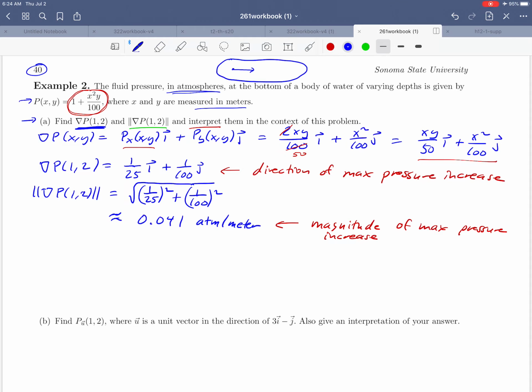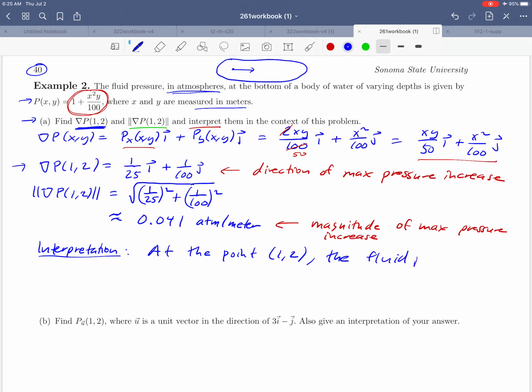Okay, and now for the interpretation. We've kind of already gotten started with an interpretation, but we'll make it a little bit more specific down below. So we'll start by reminding ourselves that all of this is happening at the point (1, 2) on the bottom of our body of water. And the first part is the gradient, which tells us where we're getting the fastest increase. So let's say it this way.